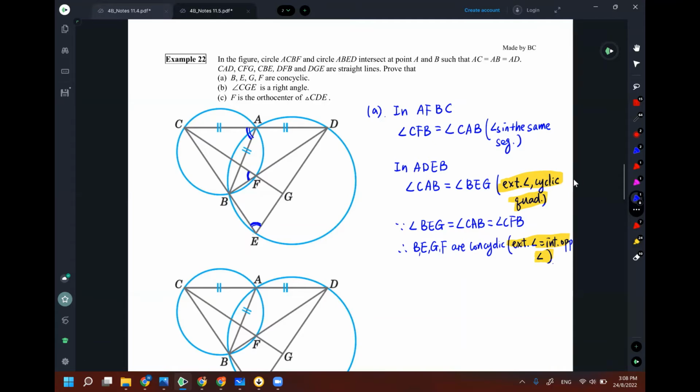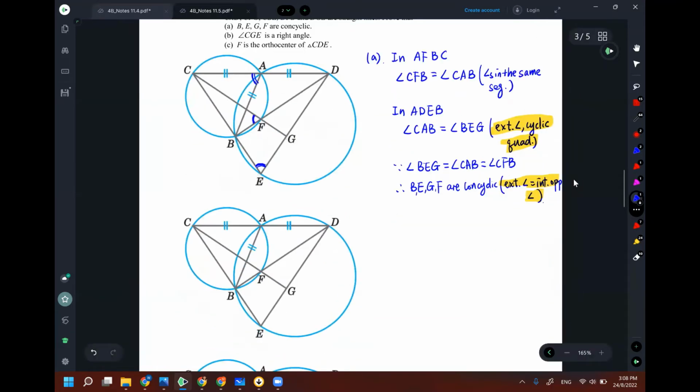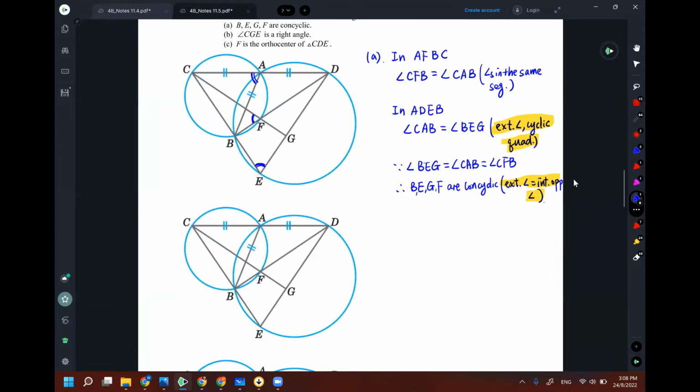So that's the first part. Second part, let's prove that CGE is a right angle. This angle, CGE, is a right angle. How do I know? Now, I already proved BEGF are concyclic. So if this is a right angle, then this one is also a right angle.